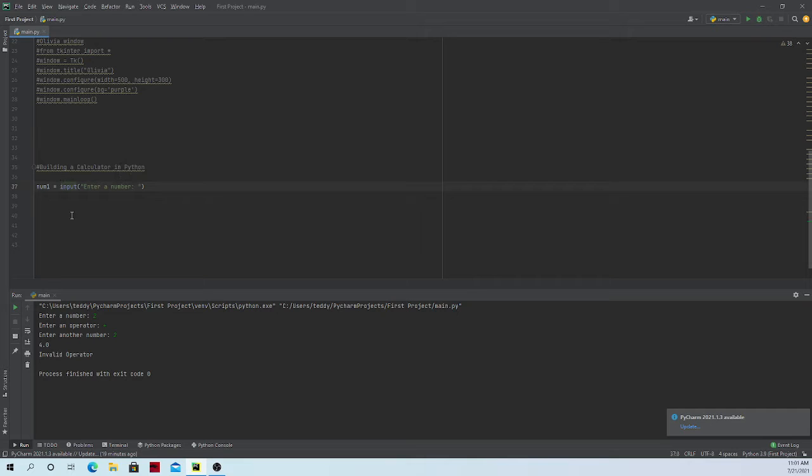But this is a number, and numbers can have decimals, so what does that mean? What type of variable are we going to use? A string, an integer, a float, or a boolean? We're going to use a float.